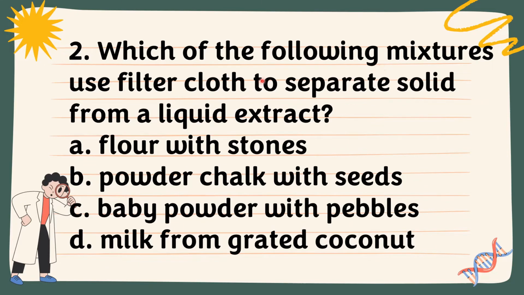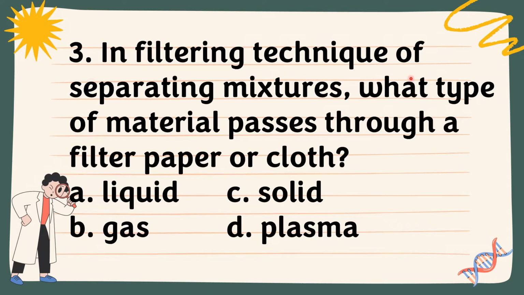Number 2, which of the following mixtures use filter cloth to separate a solid from a liquid extract? A. Flour with stones, B. Powdered chalk with seeds, C. Baby powder with pebbles, or D. Milk from a grated coconut. The correct answer is letter D. Milk from grated coconut. Number 3, in filtering technique of separating mixtures, what type of material passes through a filter paper or cloth? A. Liquid, B. Gas, C. Solid, or D. Plasma. The correct answer is letter A. Liquid.